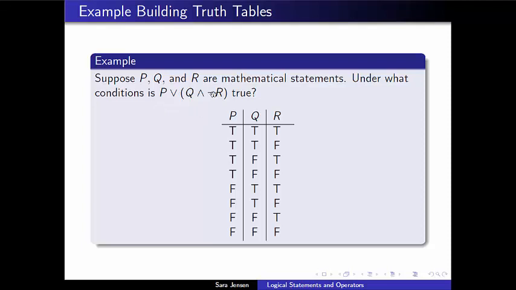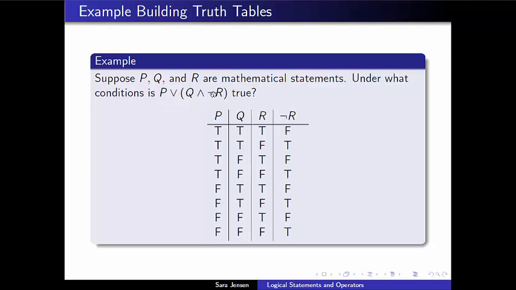So our very next step will be to add a column for not R, where all we do is toggle true to false and false to true for every value that appears in the R column. So while the R column went true, false, true, false, true, false, true, false, the not R column should read false, true, false, true, false, true, false, true.